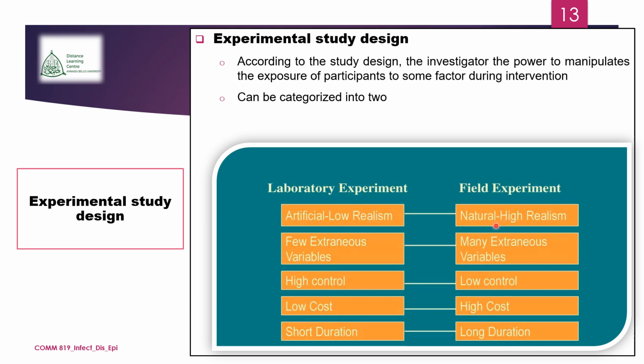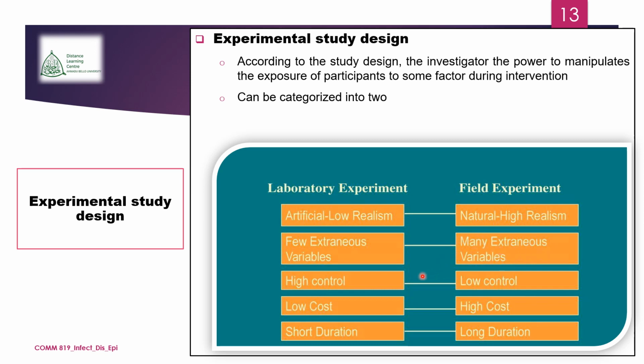Unlike the field experiment, it's more natural. There's high realism. There you have many factors that one cannot control, like temperature, both the abiotic and biotic factors. So the field experiment is more natural as compared to the lab, where you need to control everything. Then in the lab, there are few extraneous variables. You collect just few variables because many variables are controlled, while in the field you collect as many variables as possible.